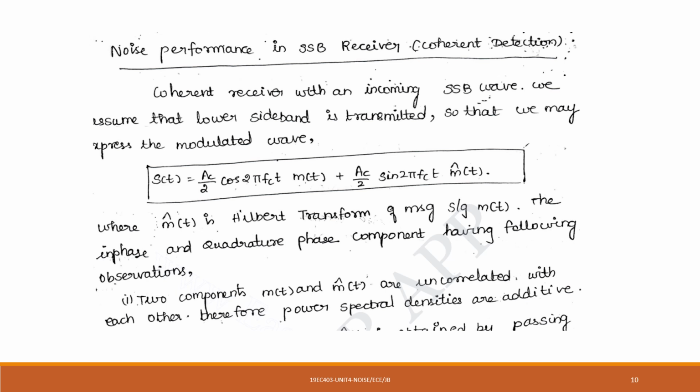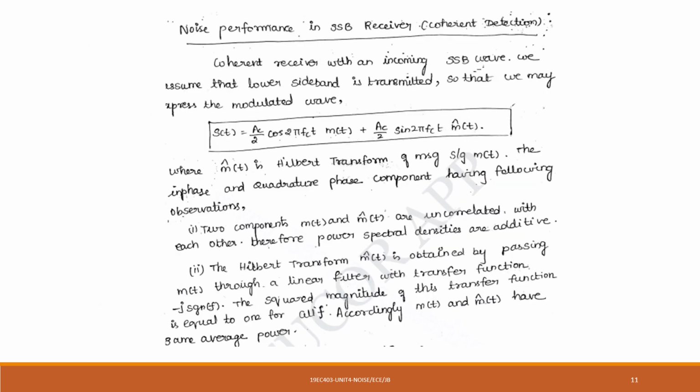Similarly, we also analyze the noise performance in case of single sideband AM receivers, and this is the equation representing the modulated SSB wave. So here you have your message signal component m(t) as well as m hat(t), which represents the Hilbert transform of your message signal component. And once again, we consider the noise as additive white Gaussian noise, and of course we need to calculate both the in-phase as well as the quadrature components here.